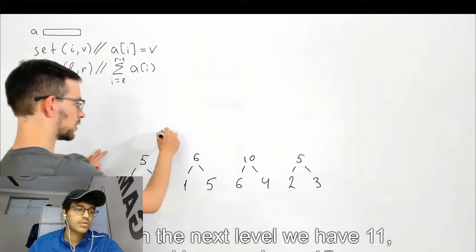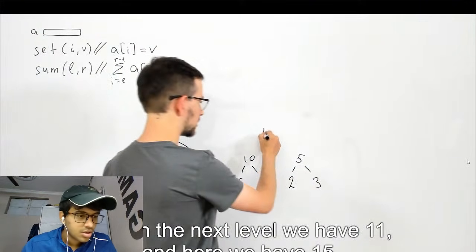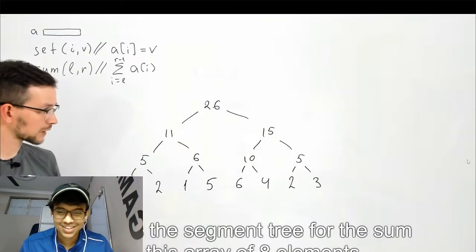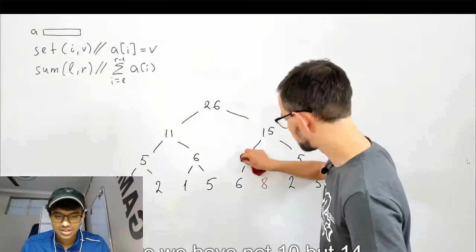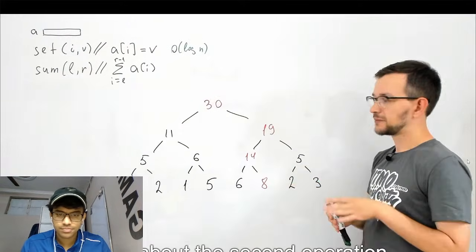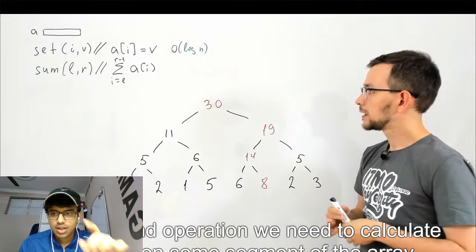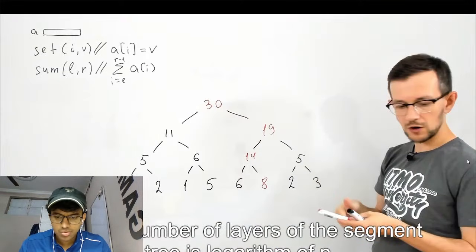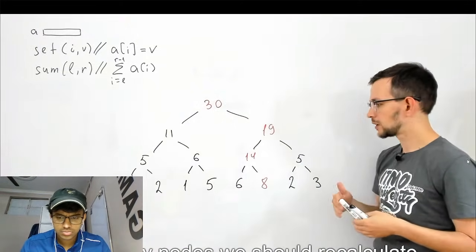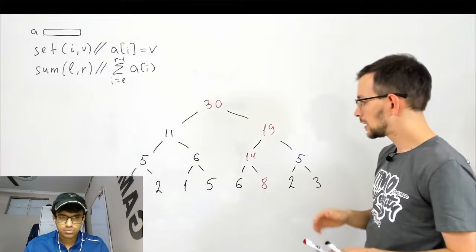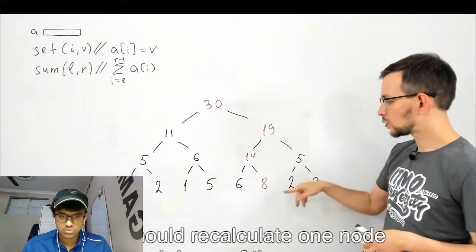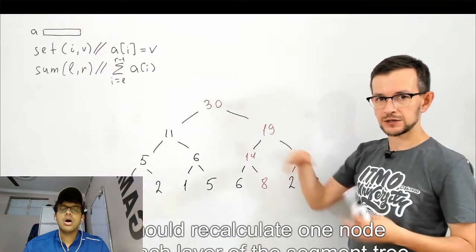Now on the next level we have 11. This is the sum of the two. My name is not Puroshit, bro. Now the complexity for setting an element was log n. Wait, I need to understand why it was log n. Now again, we have a correct segment tree for the new array. So how many nodes should we calculate? We should calculate one node of each layer.